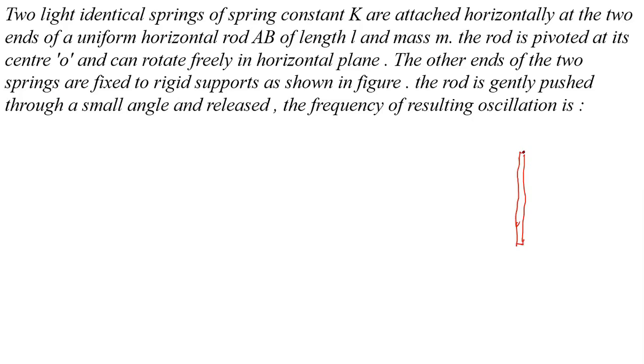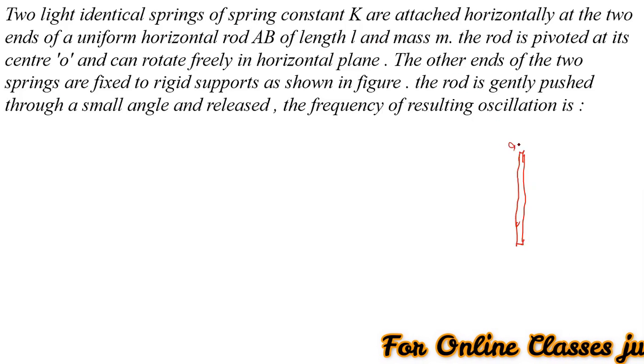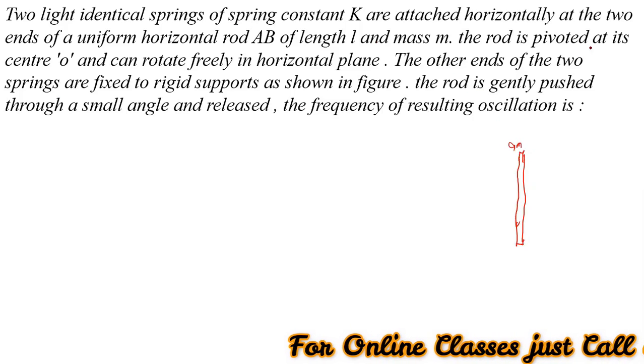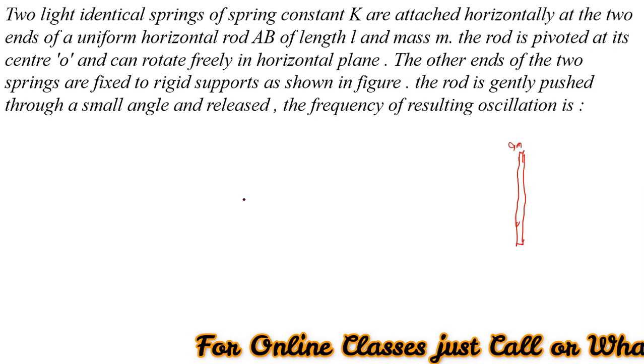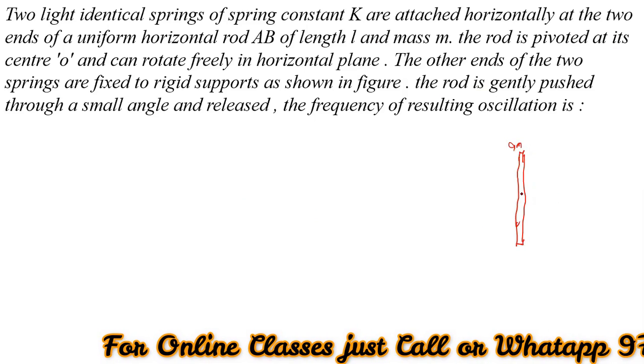Okay, so this is the uniform horizontal rod. The length is L, and the mass is M. The rod is pivoted at its center, O.